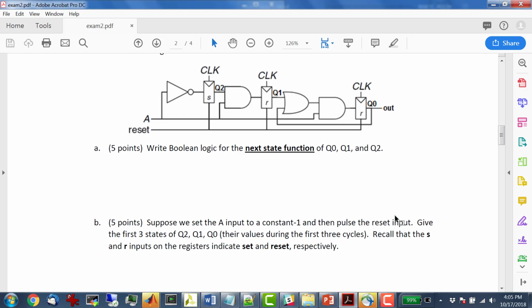Q0 will be Q1 or Q0, which is a 1, and A, which is a 1, 1 and 1. Everyone with me? Make sense? Let me know if I make a mistake. Okay.